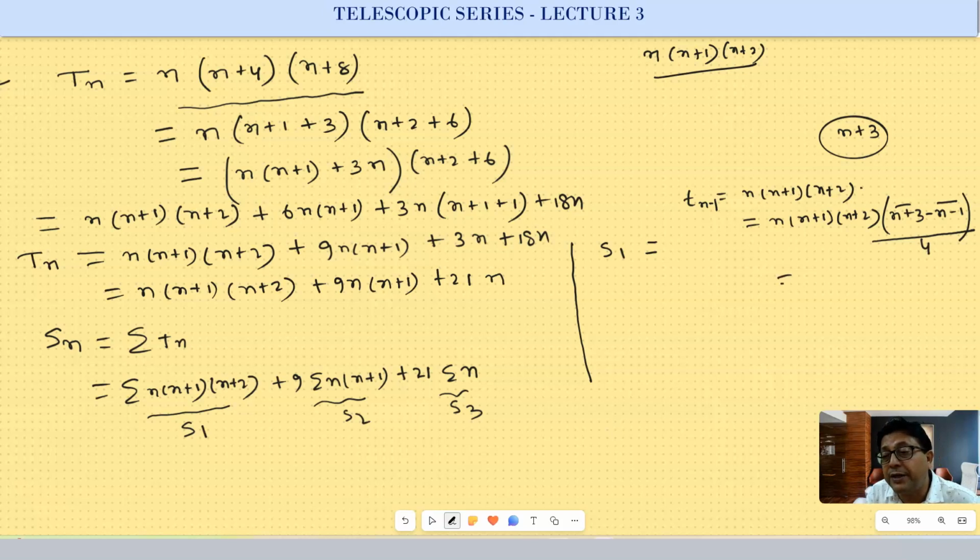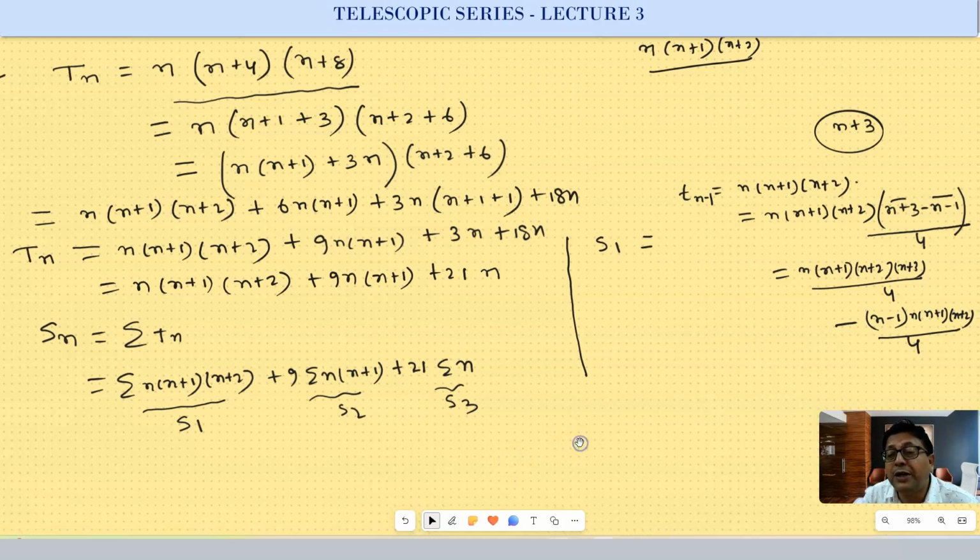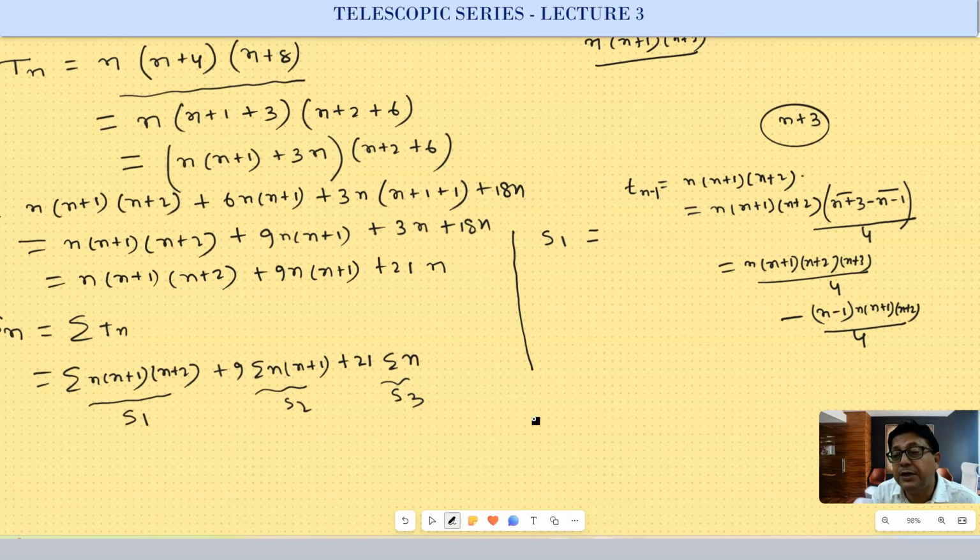So this you can write, n. I am just doing the details once more for you. n plus 1, n plus 2, n plus 3 by 4, minus n minus 1, n plus 1, n plus 2, that divided by 4. Okay. So what is it going to be? Here, you can write, if first one is un plus 1, this is definitely un, isn't it?